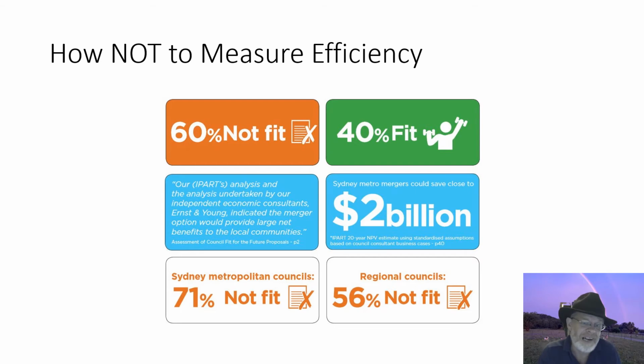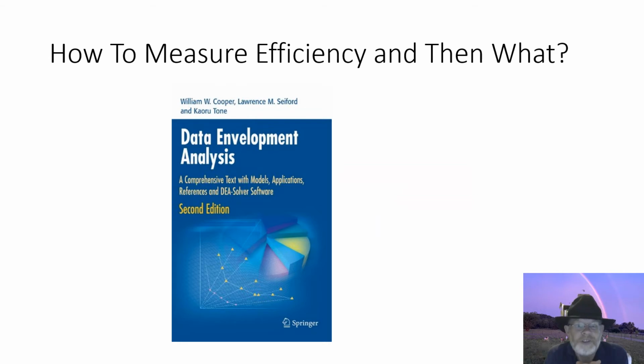And typically ratios don't do the job properly because they typically have one input, one output. And you know lots more goes into council than that, and lots more comes out of council than that. So we need to have a much more sophisticated measure of efficiency. So how do you measure efficiency properly? Well, there's lots of methods, SFA and regression analysis and whatnot, but the out and out best method is a thing called data envelopment analysis, DEA.